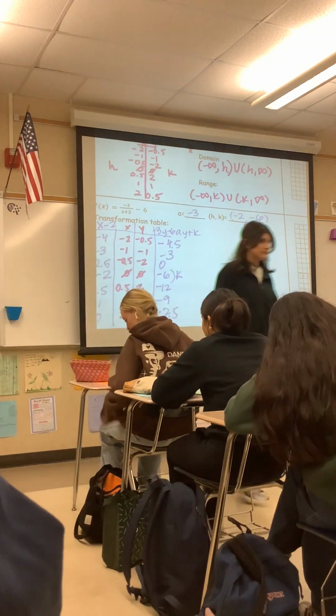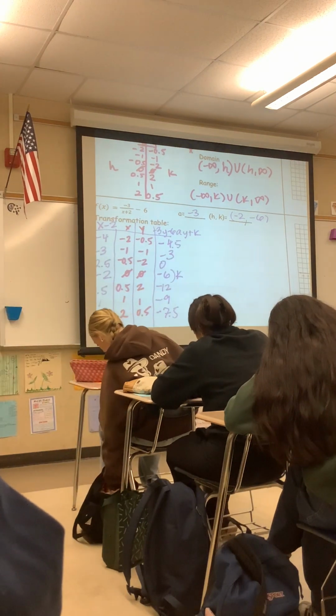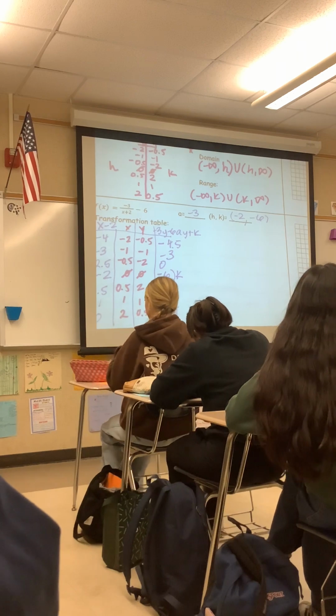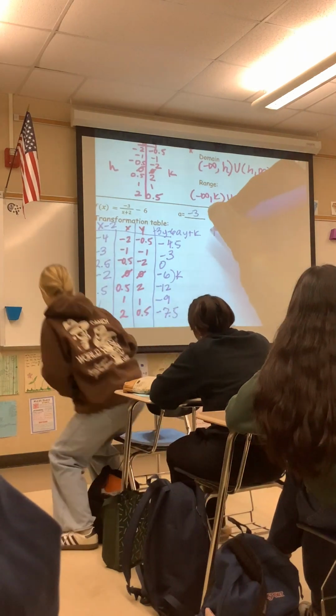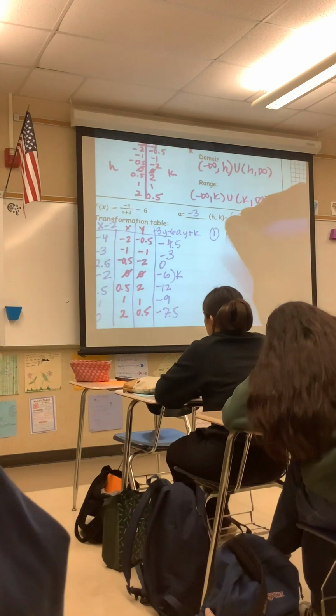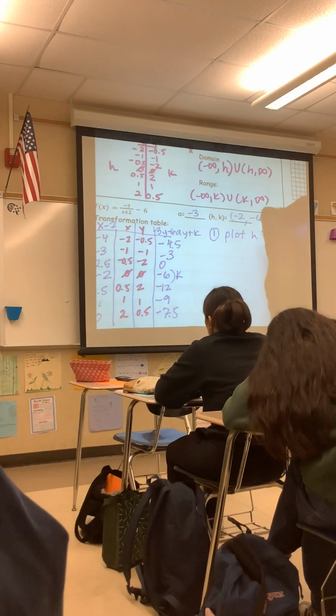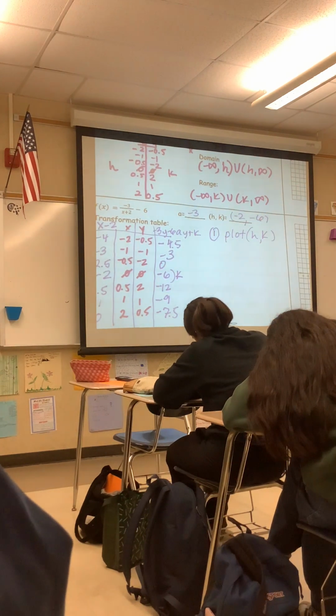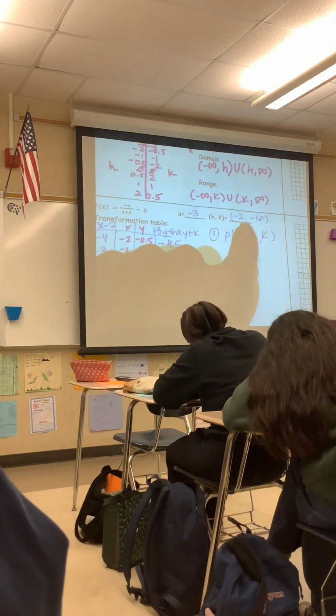So what are we going to do with all this? It's kind of confusing. There's a lot of coordinates. We don't want to get confused. We want to have a strategy. So step 1, plot hk. Let's start by plotting the hk. Negative 2, negative 6.